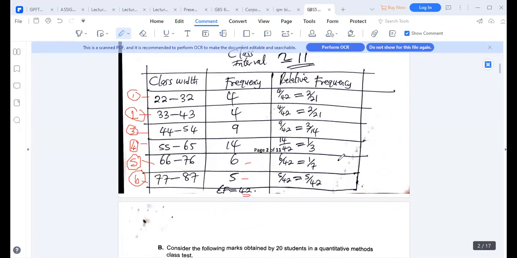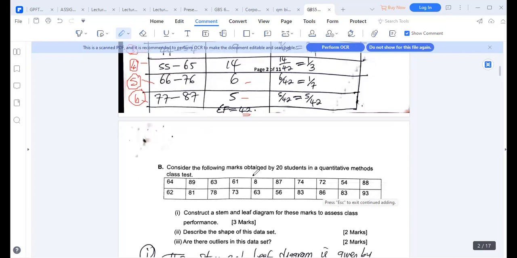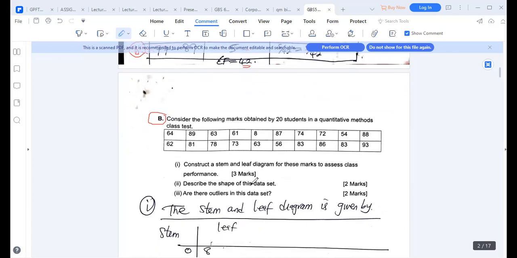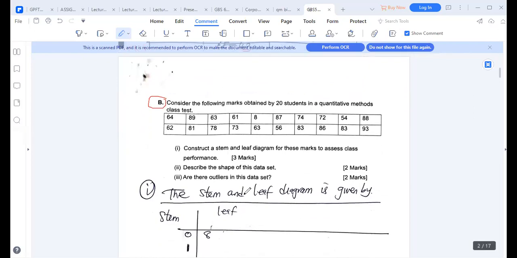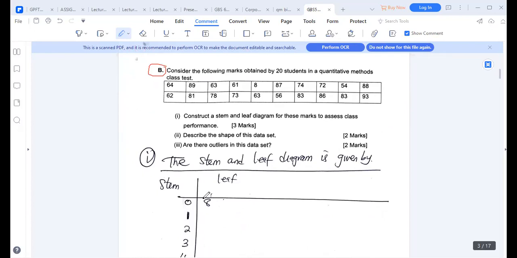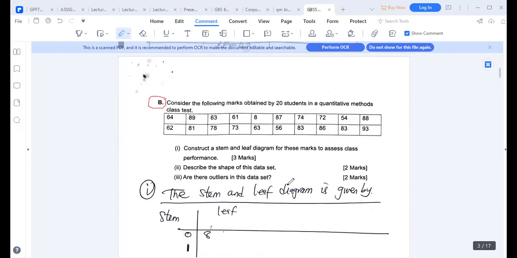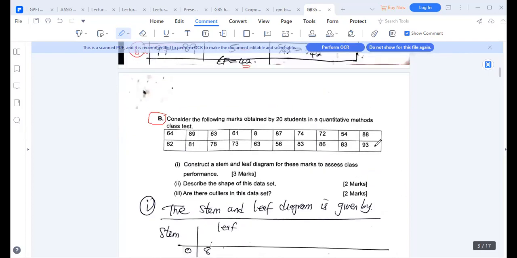All right, getting down to part B of this question: consider the following marks obtained by 20 students in a quantitative methods class test. Construct a stem and leaf diagram for these marks to assess the class performance. What is needed here is a stem and leaf with stems from 0 to 9, because the highest mark was 93 and the lowest mark was 8.